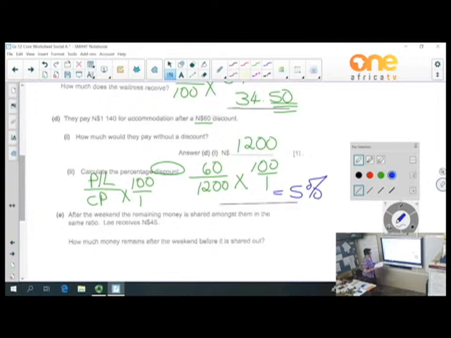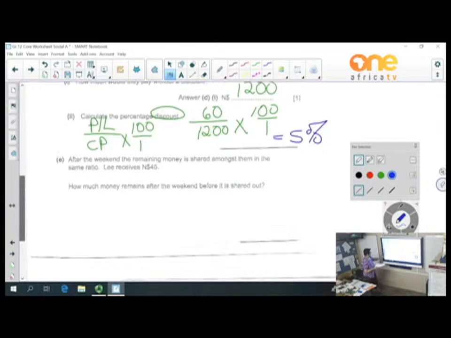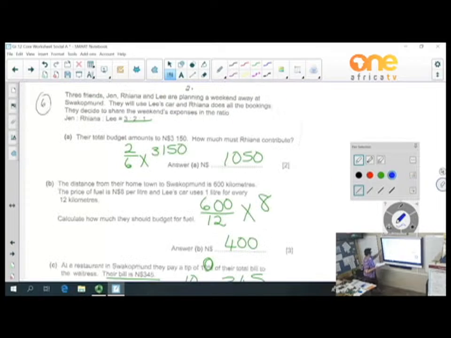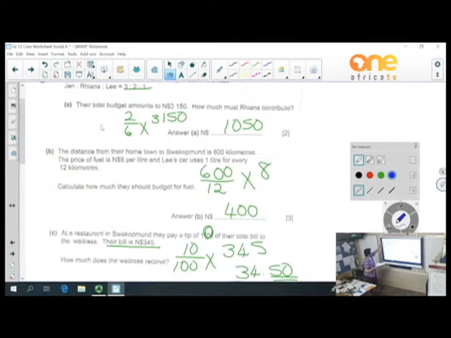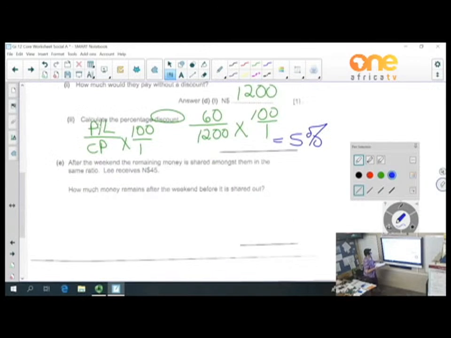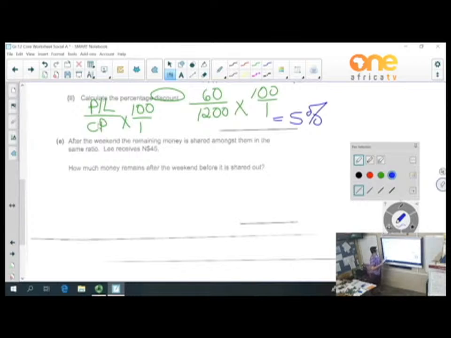Right, after the weekend, the remaining money is shared amongst them in the same ratio. Lee receives 45. Okay, here we are. After the weekend, so it was in the ratio, let me just get the names again. It was 3 to 2 to 1, and this one is Lee, the last one, and he gets 45.